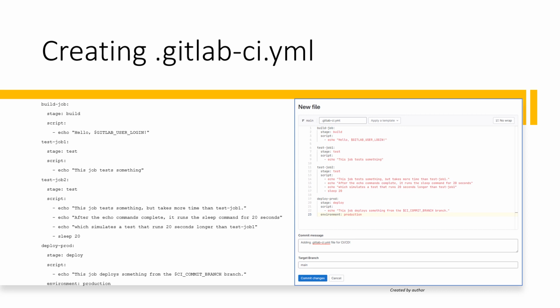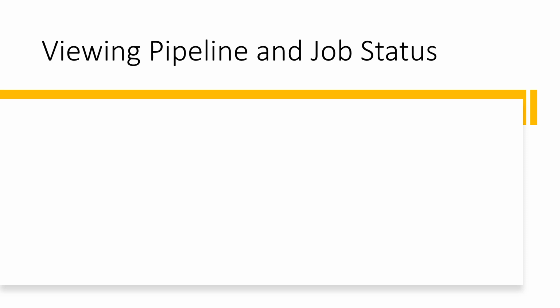At the bottom of the new file window, add an appropriate commit message, ensure the target branch is main, and click the Commit Changes button. The pipeline will automatically start and run the jobs detailed in the pipeline description file. Next, we will view the pipeline and job execution.